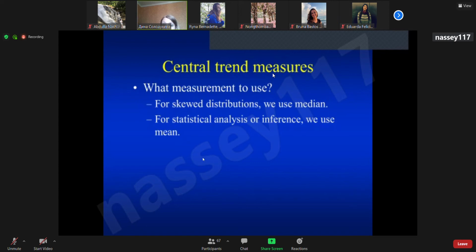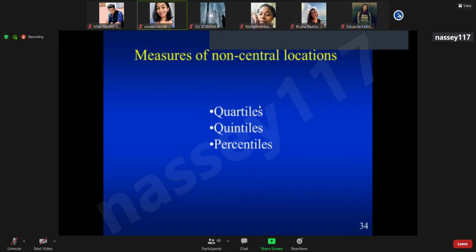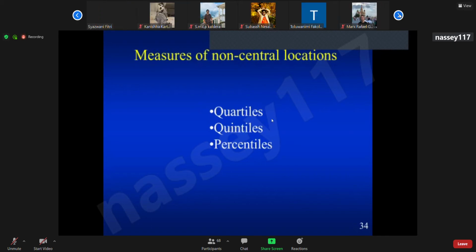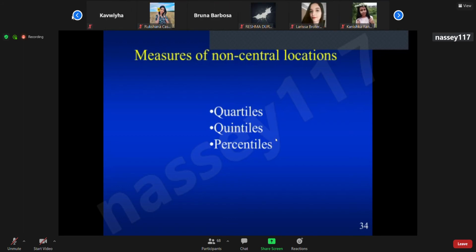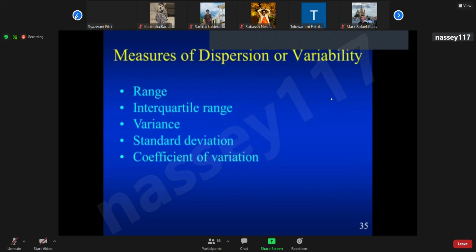of the central tendency. Besides this, there are measures of non-central location, which are called quartiles, quintiles, or percentiles. And usually they divide our data set into parts. For example, quartiles divide a data set into 4 parts, quintiles into 5 parts, and percentiles into any number of parts which you like. So the next will be measures of dispersion or variability.